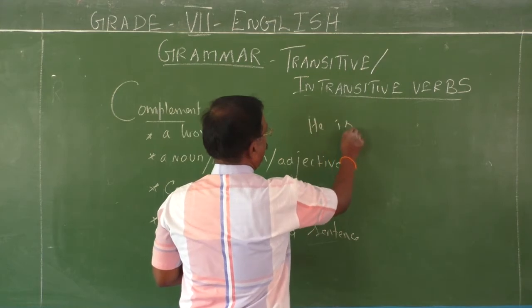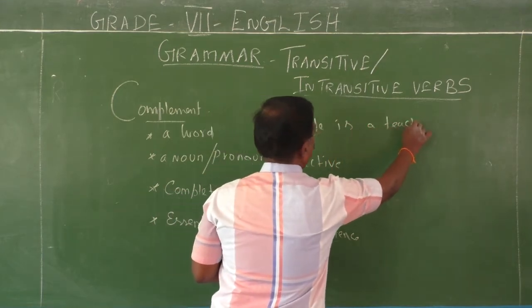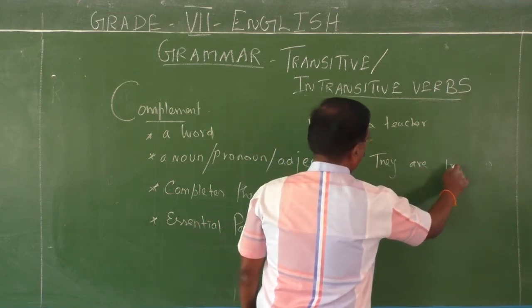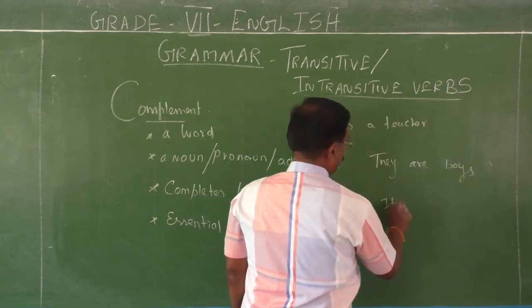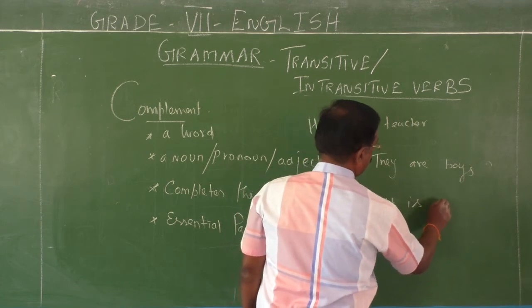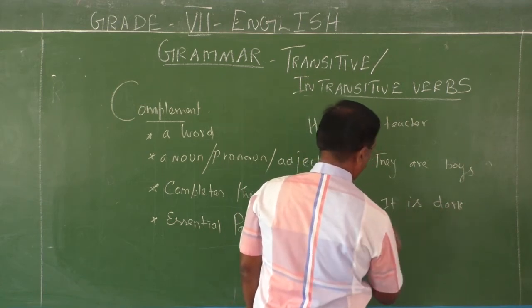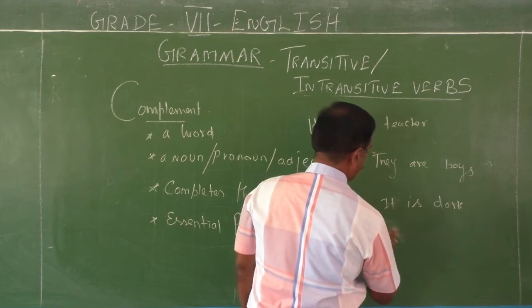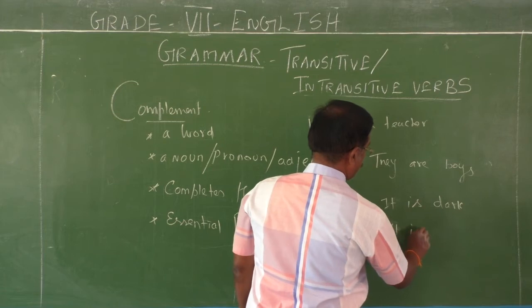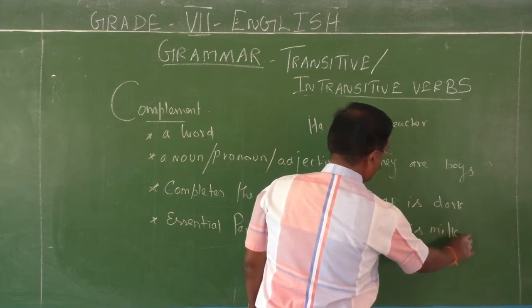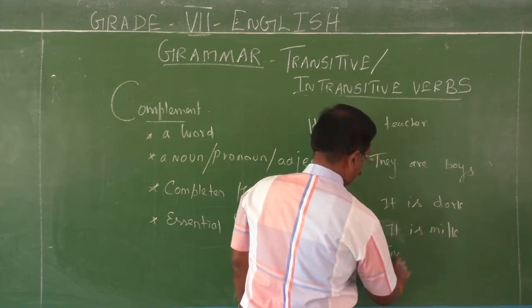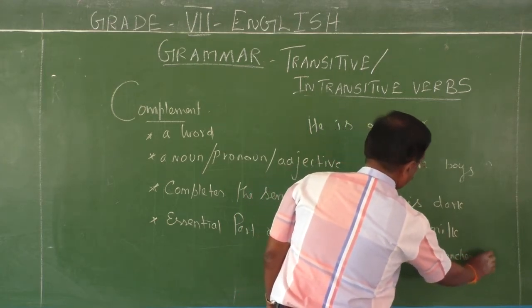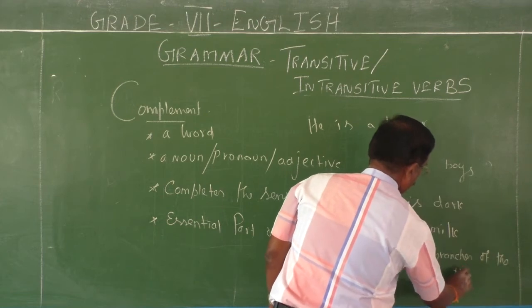Okay, fine. Now let me give you some examples to identify this complement. See, he is a teacher. They are boys. It is dark. See, it's milk. They are branches of the tree.